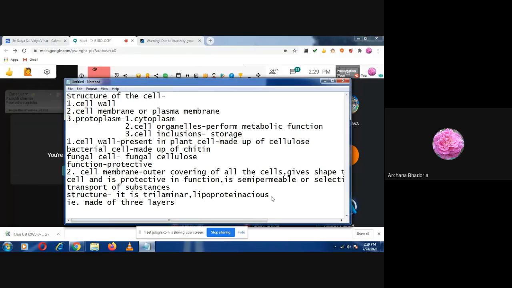Now try to understand how it is made up of three layers, and the lipoproteinaceous. So how are the three layers there? It has two protein layers outside, and between the two protein layers there is a lipid bilayer.